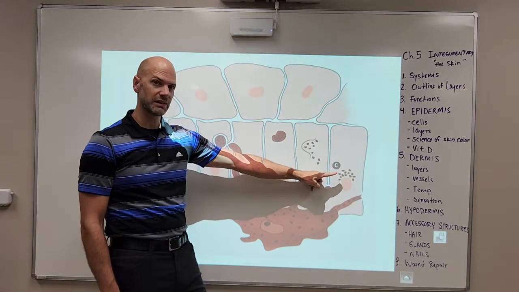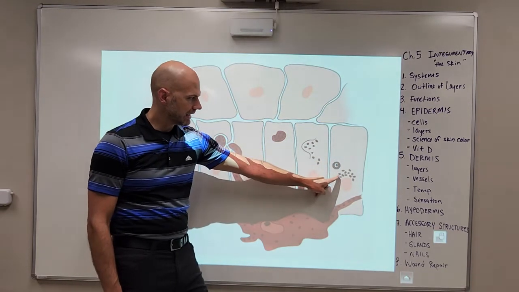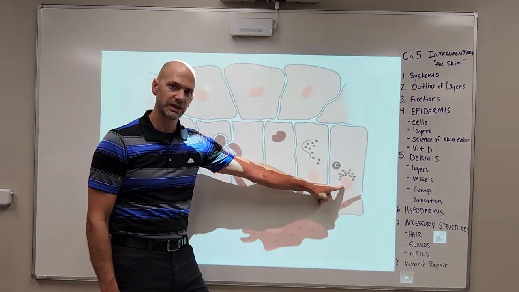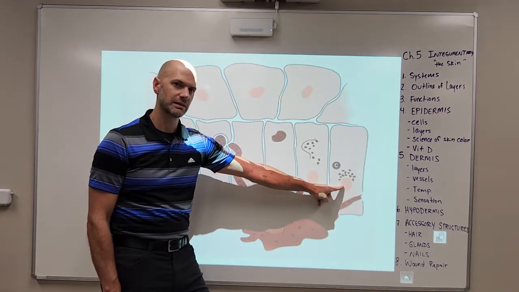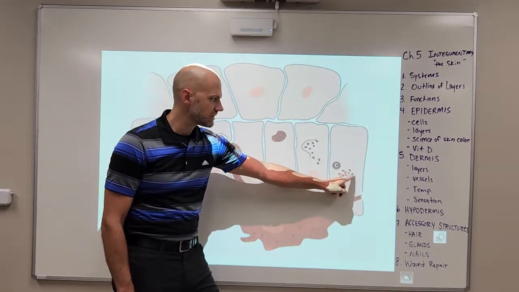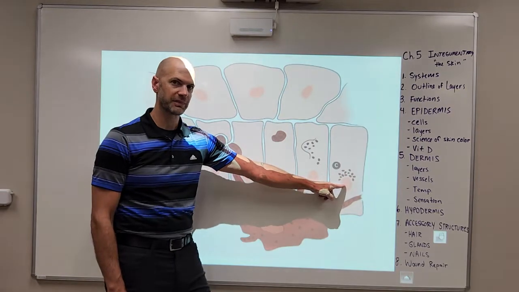Notice, where does the melanin go? It goes right over top of the nucleus. Why is that? Why would the melanin congregate just over top of the nucleus? We're gonna learn why.